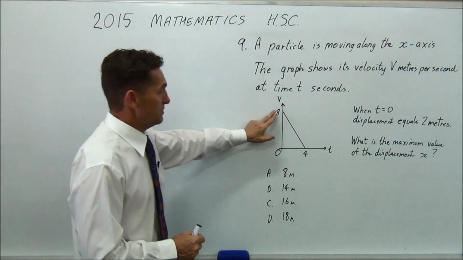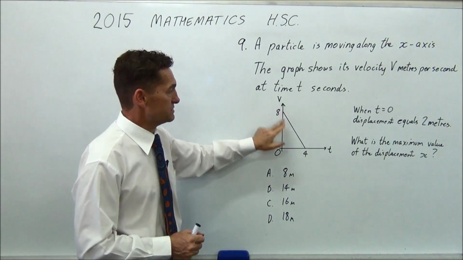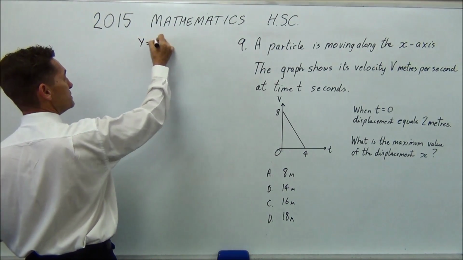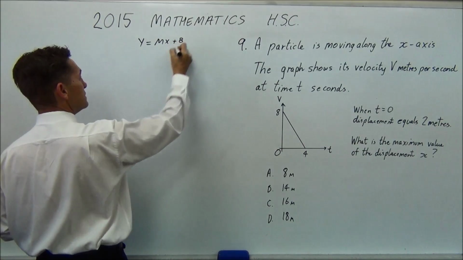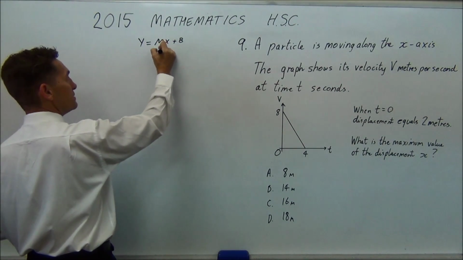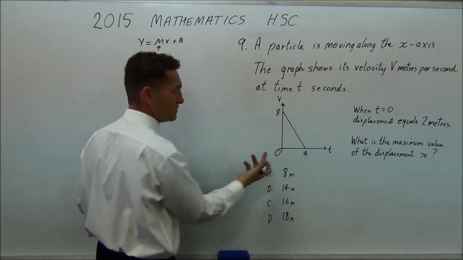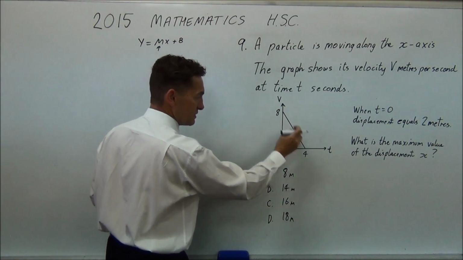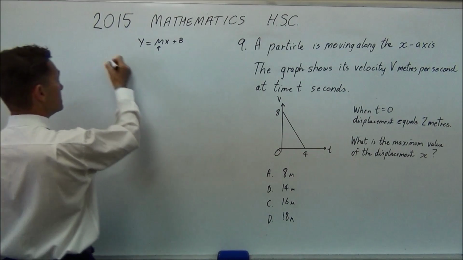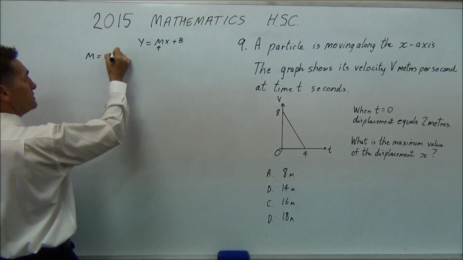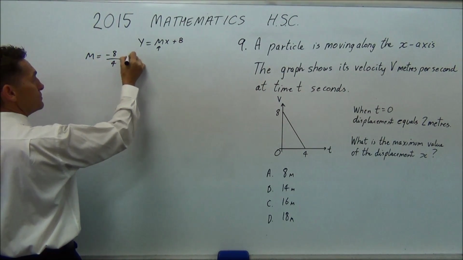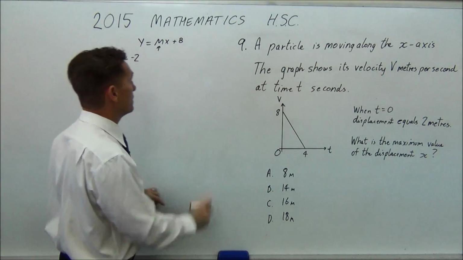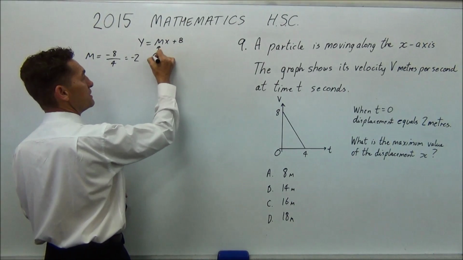Okay, so what is the equation of this line? This is the velocity equation, so let's figure it out. Equation of a line, y equals mx plus b. M is your gradient. What's the gradient of this line? Well, rise over run. It goes up 8, across 4, it's going down, so it's a negative gradient. So m equals minus 8 over 4, which equals minus 2. So that's the gradient of that line. What's b?